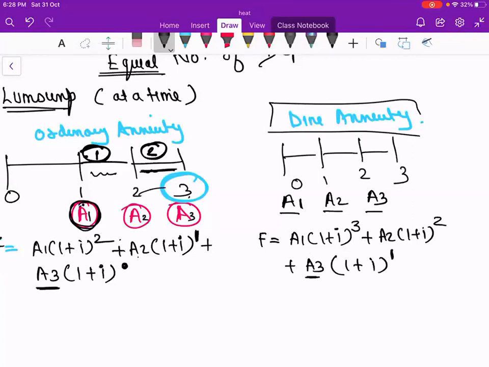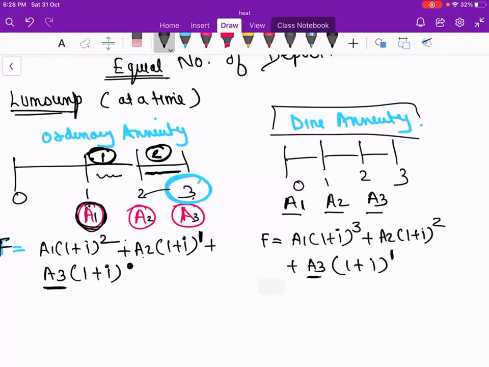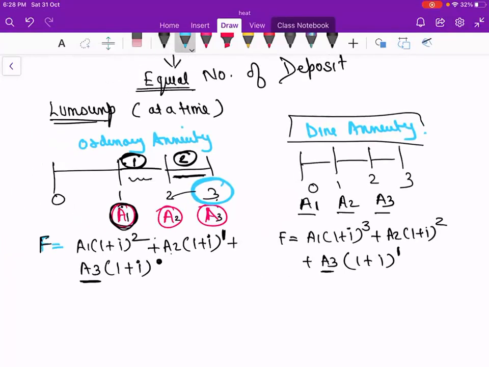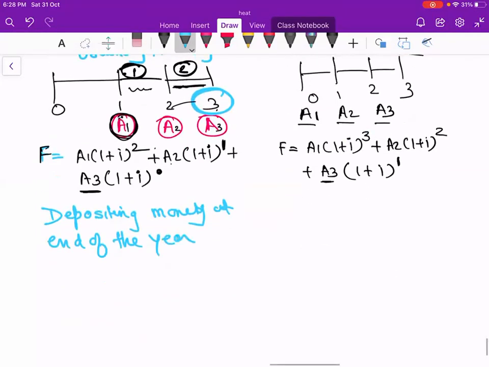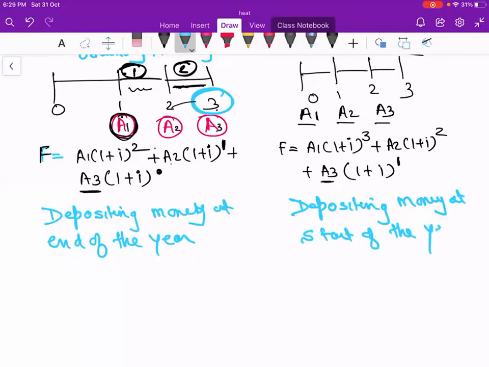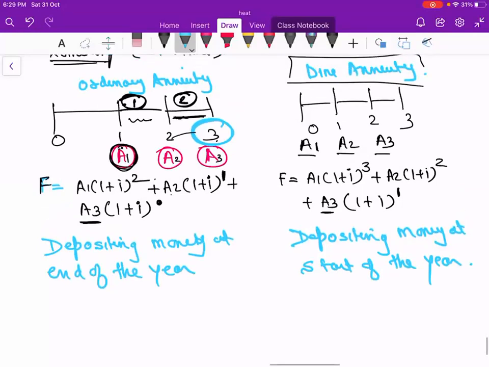Okay, so if you compare this, in ordinary annuity we are depositing money at the end of the year. You can write this line. We are depositing money at the end of the year. Or here, we are depositing money at the start of the year.